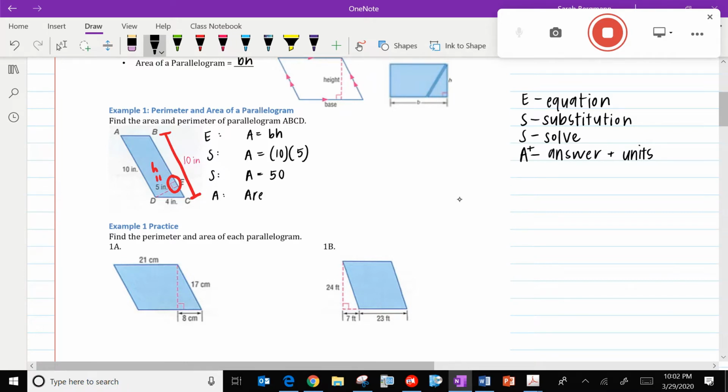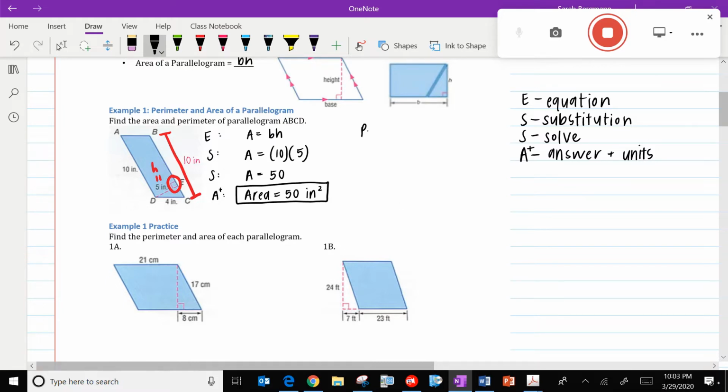Now A stands for my answer. So the answer is that the area equals 50. And if I want an A plus, I better include my units. So on this, it was inches. And for area, it's always inches times inches, which gives us inches squared.